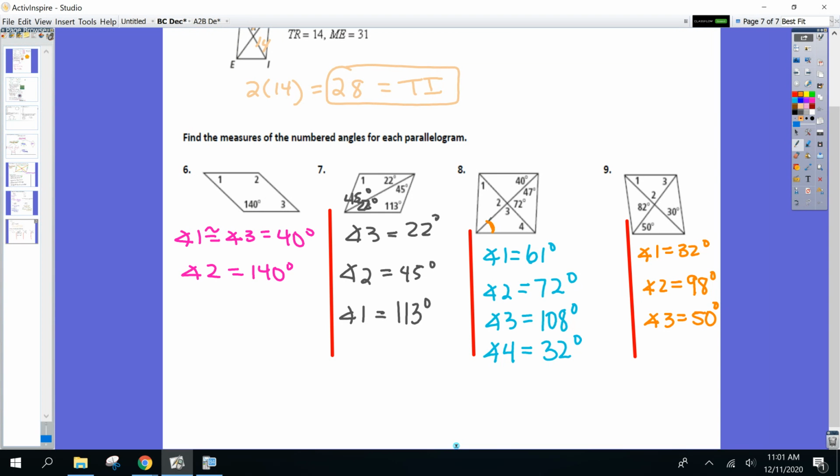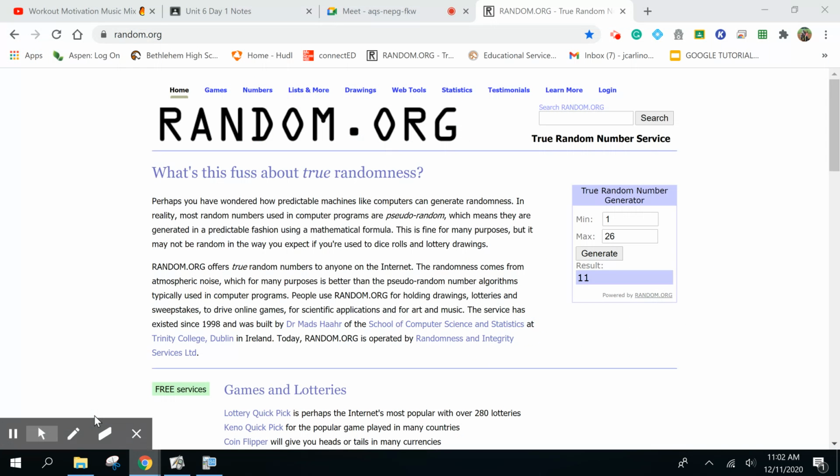Really, the only thing, I wouldn't even look for corresponding, Sophia, yet. I would just stick with the alternate interior for now. I'll put it back up in a second. Just let me stop this.